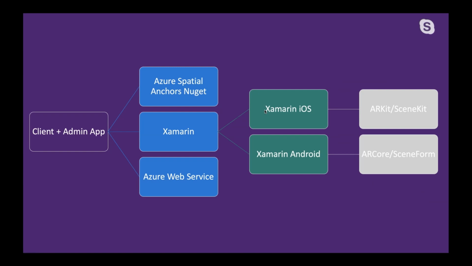It's amazing. So the client and admin app right now, the way it's structured is, of course, you have the Spatial Anchors NuGet because you need to use that to talk to the Spatial Anchors service. We're going to be writing it with Xamarin, and we are going to be using an Azure web service to host the API that is going to talk to the Xamarin app and the Spatial Anchors and the Cosmos DB to store some extra data that we need to drive the app logic.